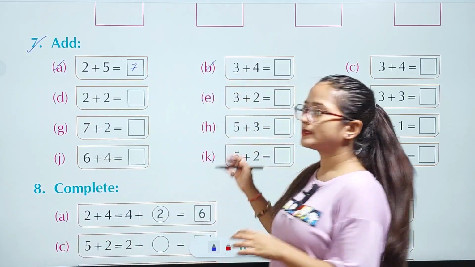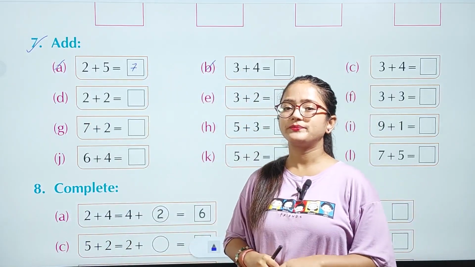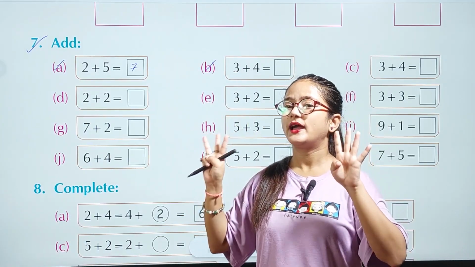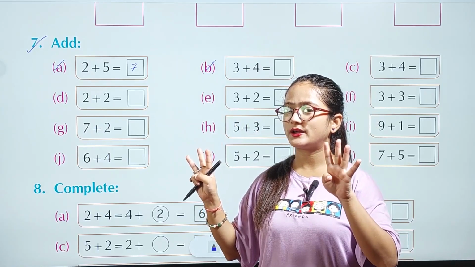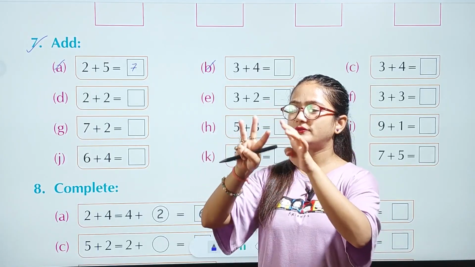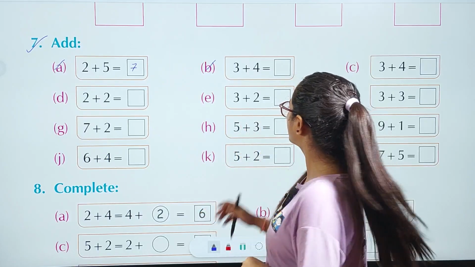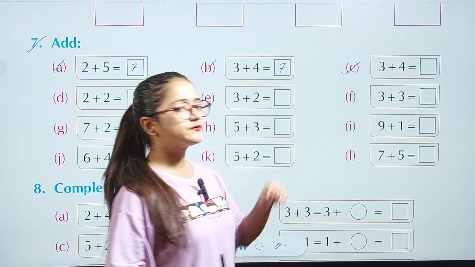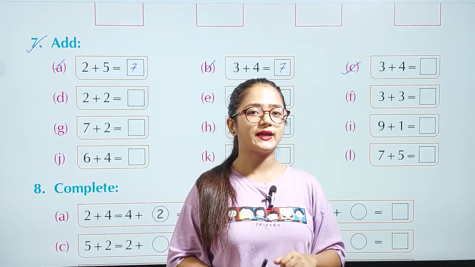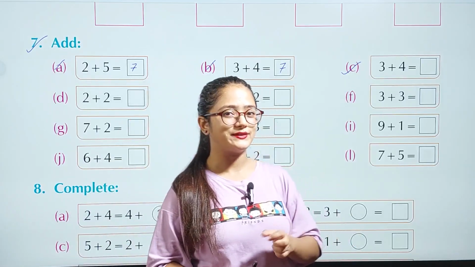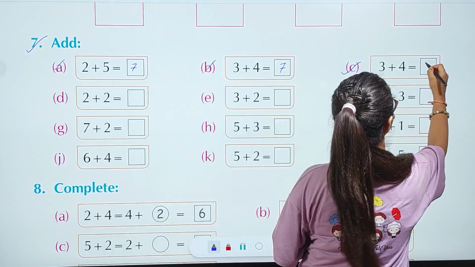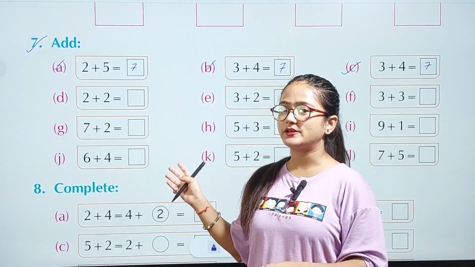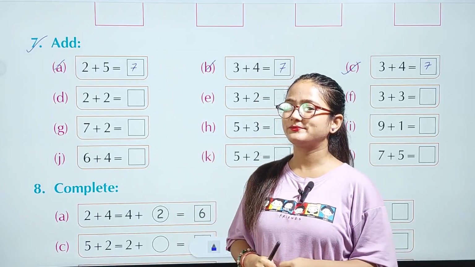Now next one, 3 plus 4 is given. Okay, so take out 3 fingers from the right hand, 4 fingers from the left hand, and now count it in total. There are how many fingers? 1, 2, 3, 4, 5, 6, 7. The answer is 7. So write down 7 here. Next one is given 3 plus 4 only. Just now we did that. 3 plus 4 is 7. Yes, right. So write down 7. Like this, you have to add the numbers by the help of your fingers.